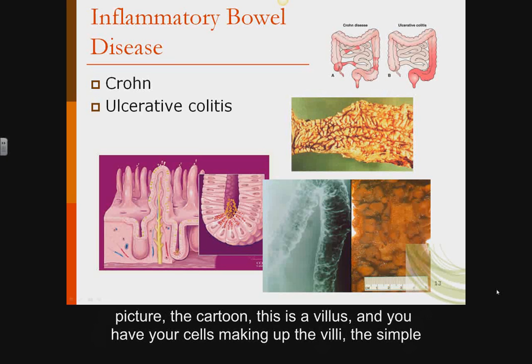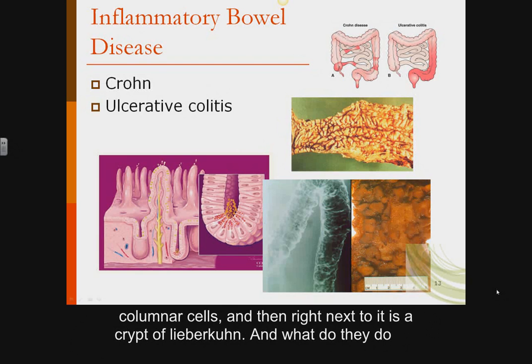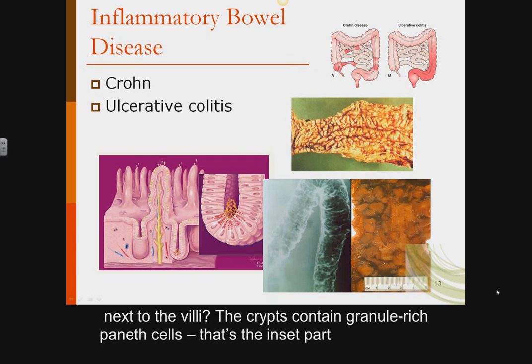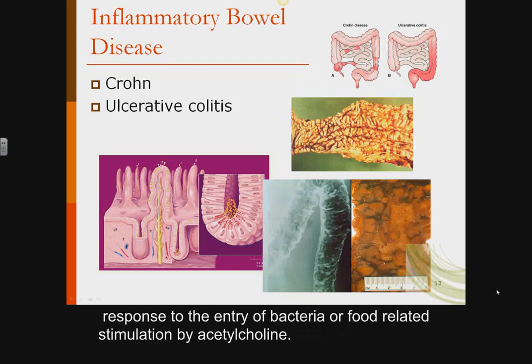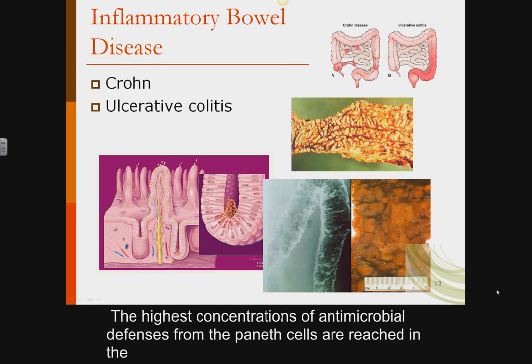Now in the bottom left picture, the cartoon, this is a villus, and you have your cells that make up the villi, the simple columnar cells, and then right next to it is a crypt of Lieberkühn. And what do they do next to the villi? The crypts contain granule-rich Paneth cells. That's the inset part of that little cartoon picture. These cells discharge their granules into the crypt lumen in response to entry of bacteria or food-related stimulation by acetylcholine.